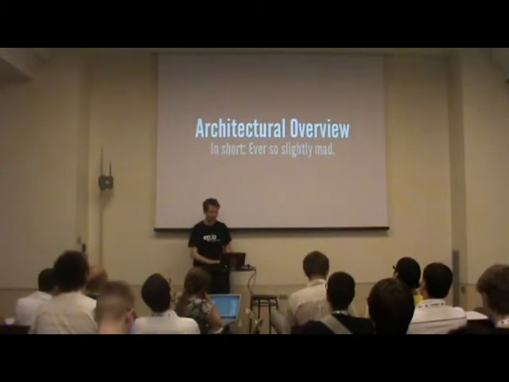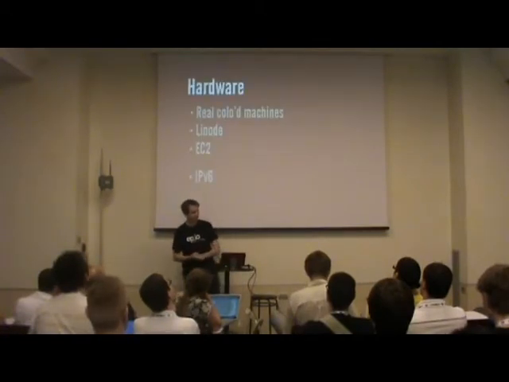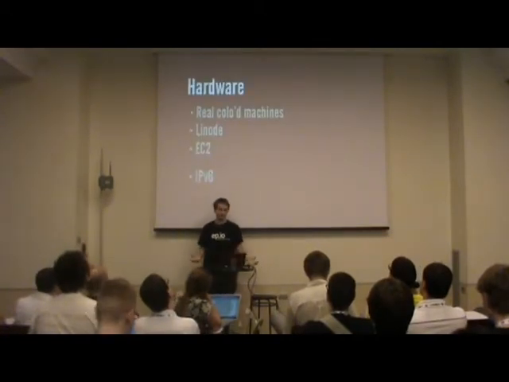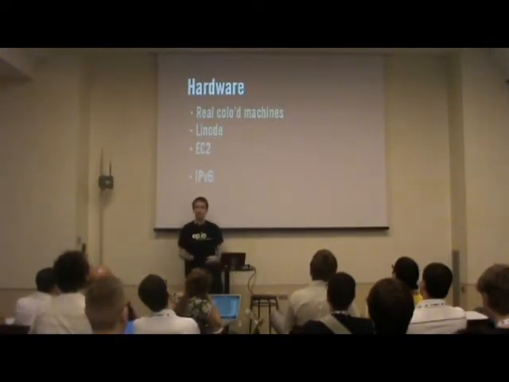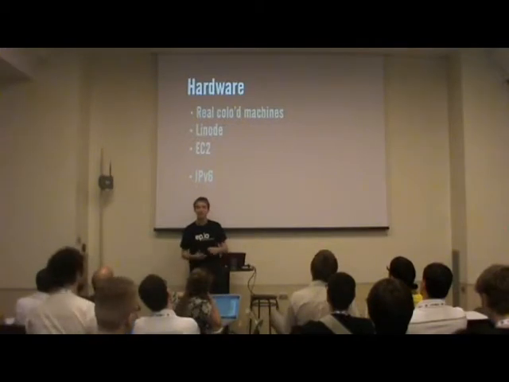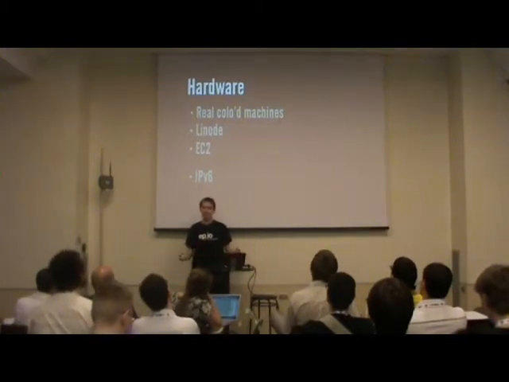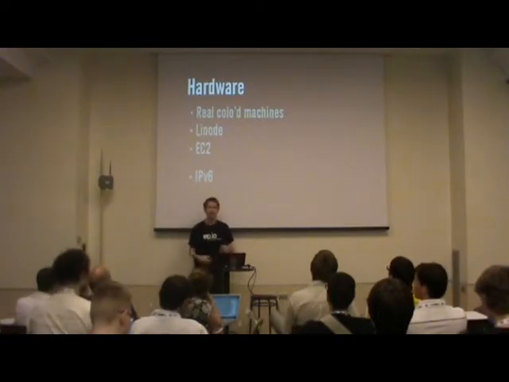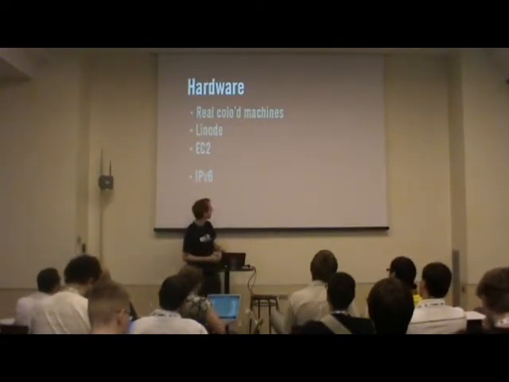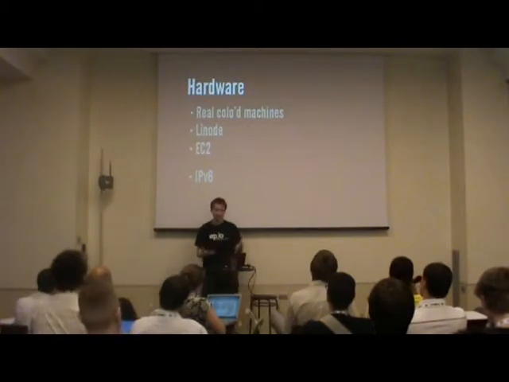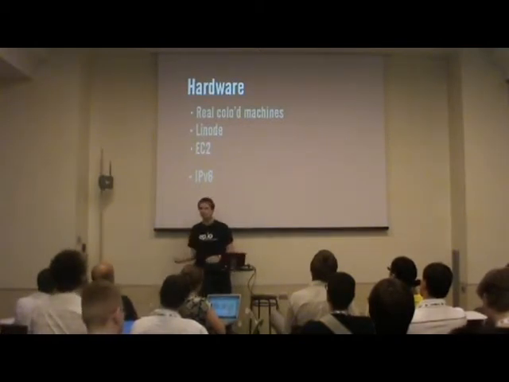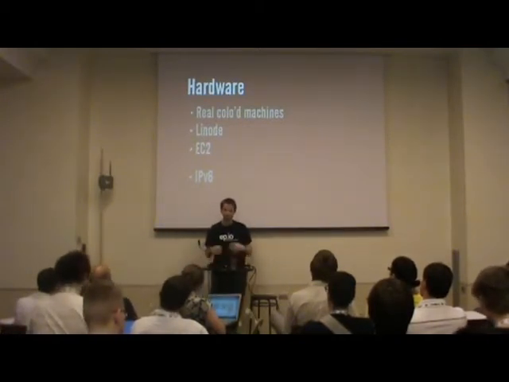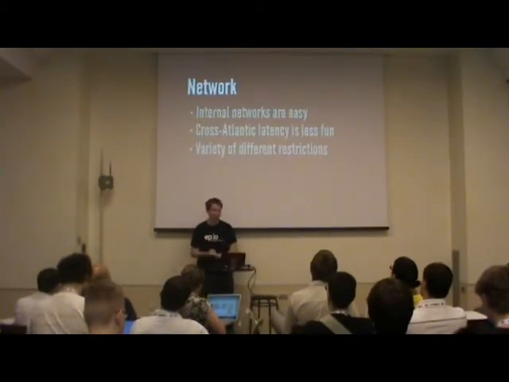So first of all, our architecture. In terms of hardware, we have various sorts of hardware. We have real, proper servers that go in racks. We have Linux machines, and we have EC2 machines as well. These will vary in their cost, in their performance, in their disk I/O, in how reliable they are, and also, to add to the mix, we support both IPv4 and IPv6. So it's a very heterogeneous mix of things there.